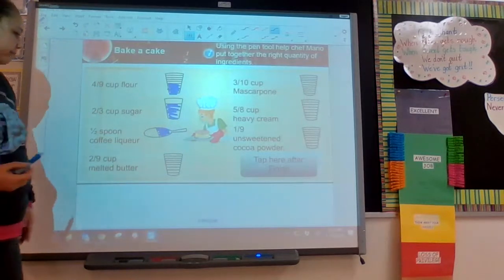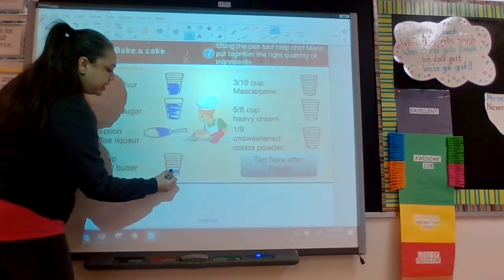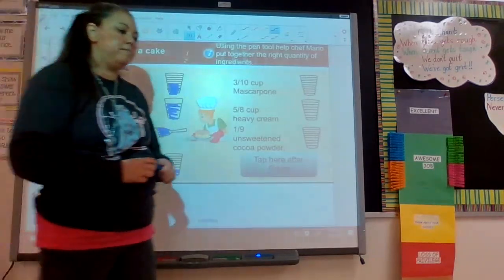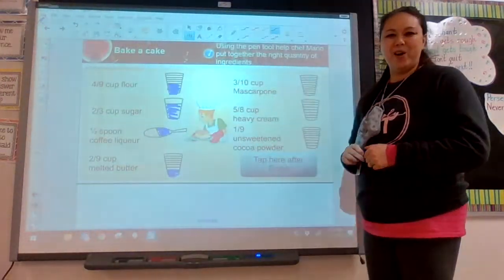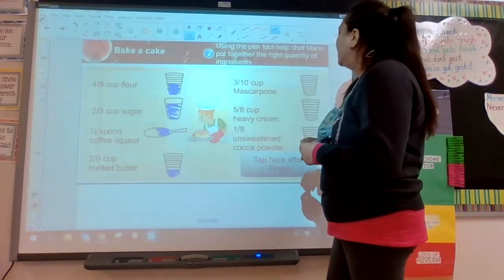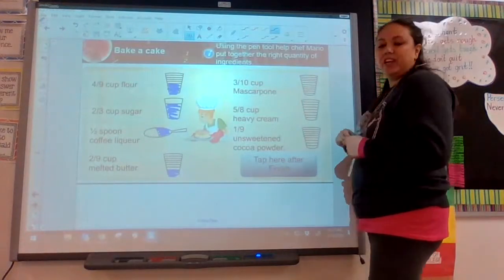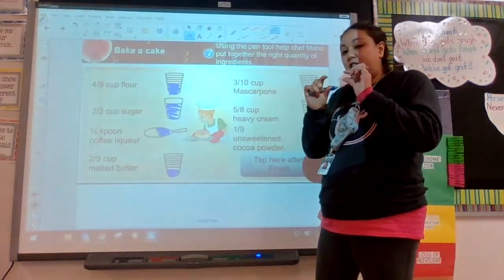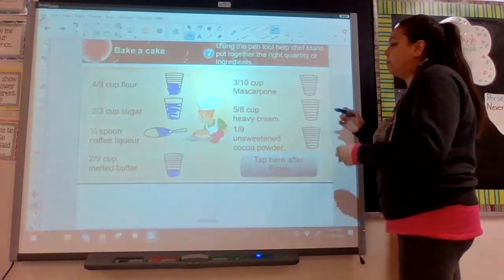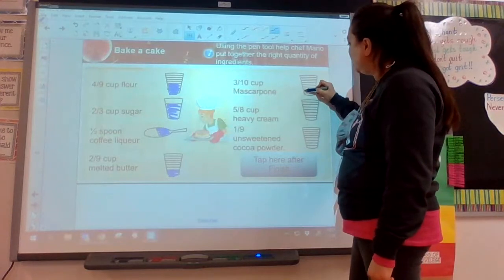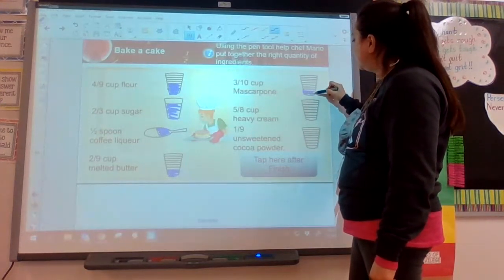2/9 cup of melted butter. So that would be 2 pieces out of 9 equal parts. And the cool thing about measuring cups at home is they are measured for you, and they kind of show you on the sides. So kind of like this does. And you'll notice if you have measuring cups that they get wider at the top, and the equal parts get narrower. Mascarpone is a cheese. It's a fancy cheese. It's really yummy. 3 pieces out of 10.